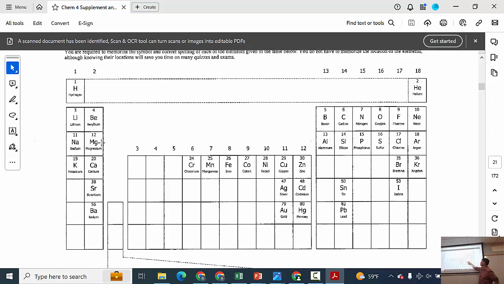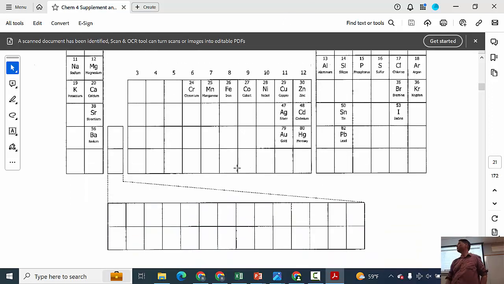That staircase is kind of the border between the metals on the left, which there are a lot, like gold, etc., lead, and the non-metals. There are a lot fewer non-metals than there are metals. A lot of metals, including what we call the rare earth metals. Have you heard of the rare earth metals? The rare earth metals are down here, the actinides and the lanthanides. That's another name for these guys.